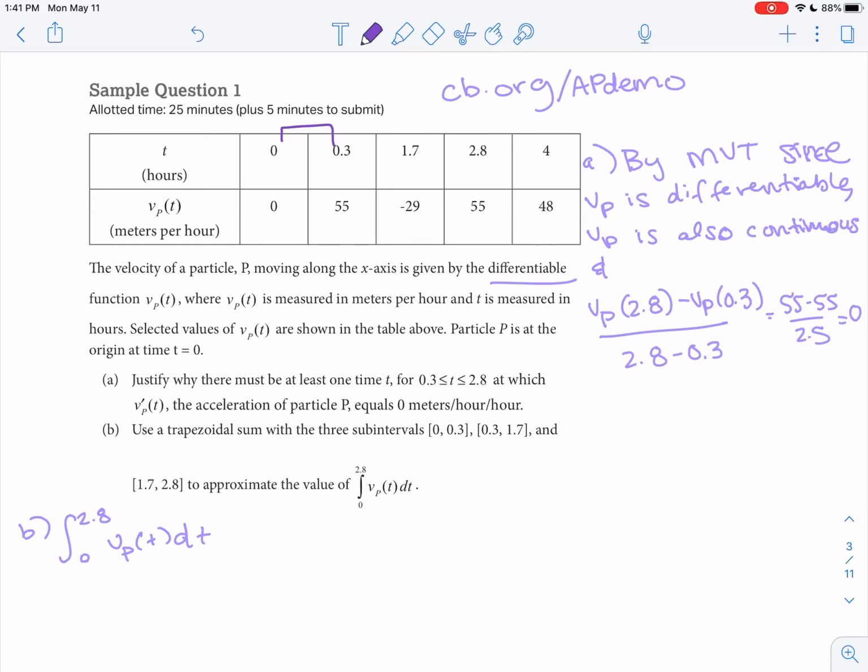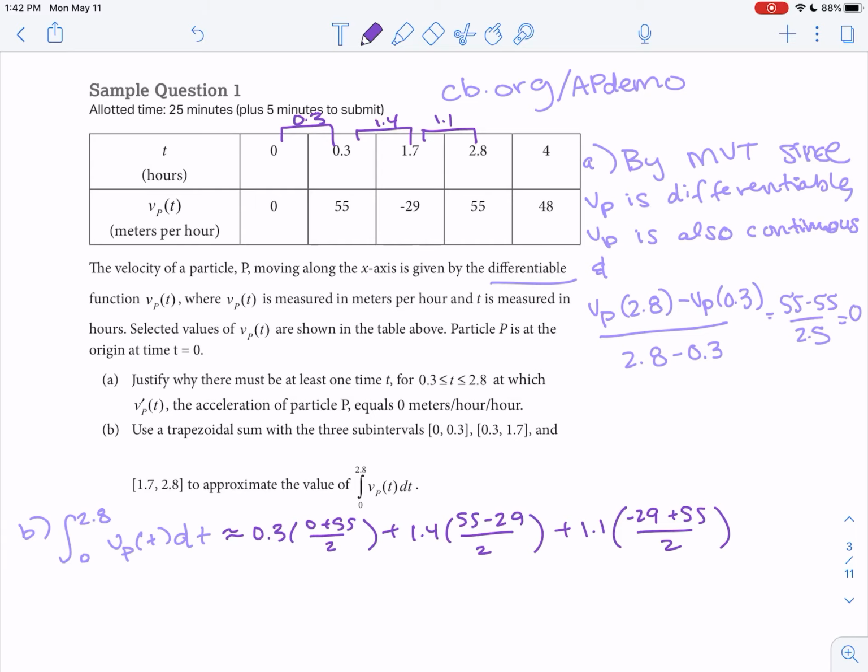0 to 0.3 is an interval of 0.3. 0.3 to 1.7 is going to be a change of 1.4, and then 1.7 to 2.8 will be a change of 1.1, okay? So first base is 0.3, and then the height, since I'm using trapezoid, is going to be the average of 0 and 55. Plus second base is 1.4. The height will be the average of 55 and negative 29. And then the last base will be 1.1, and the height's going to be the average of negative 29 and 55. And we're going to leave it like that, correct?